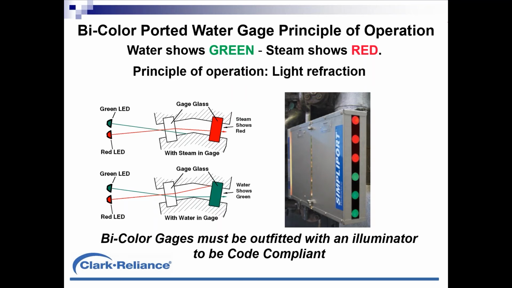A couple comments about ported gauges. They must be fitted with an illuminator in order to be code compliant. You could appreciate if we had no attachments on this gauge, we would have ports of glass with no colors and very difficult, less than a 40% chance to capture a meniscus line throughout the range of the gauge.